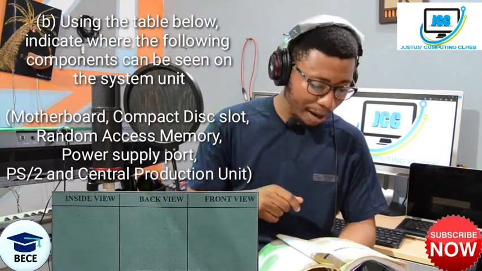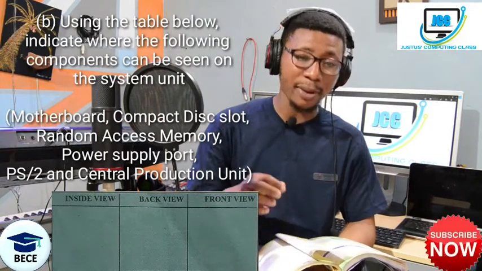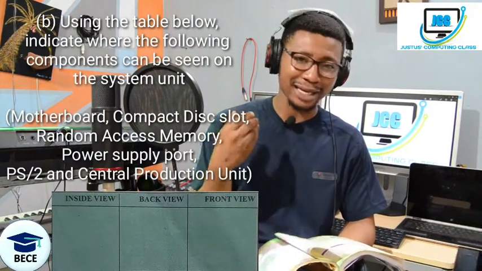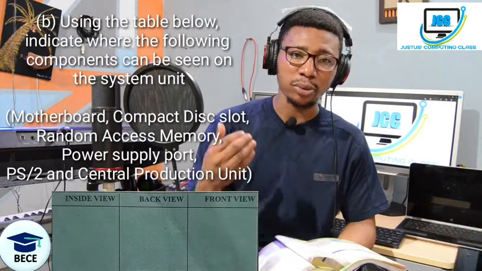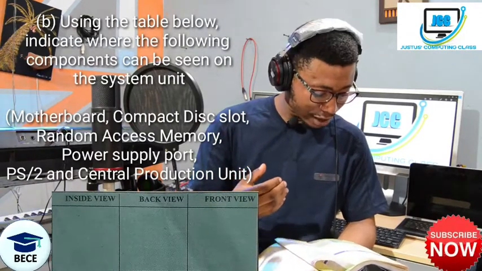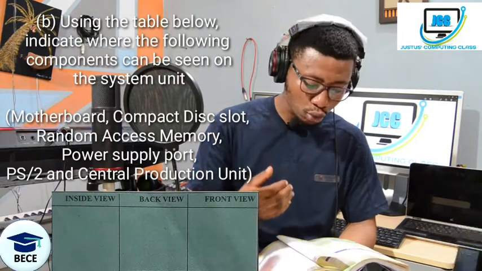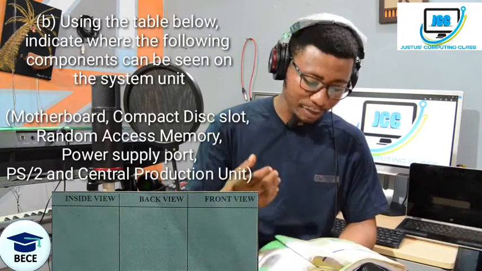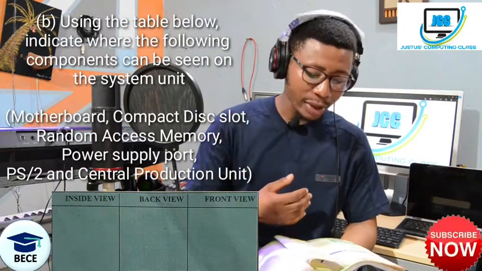Then we have the power supply. The power supply is always at the back. When we are connecting our system unit, we plug the power supply port at the back. Then we have the PS2. That one is also at the back. The PS2 port is also at the back. Then we have the central processing unit, the CPU. It's found inside the system, which is the inside view.